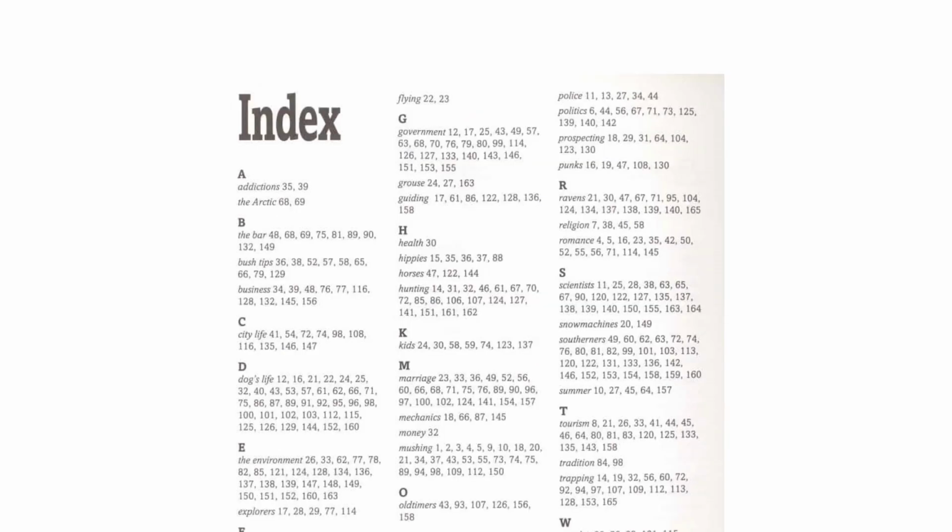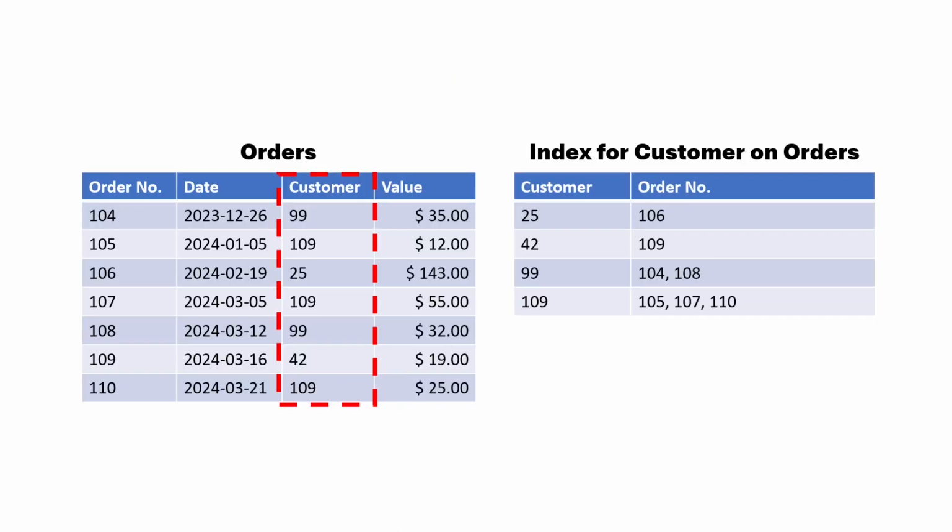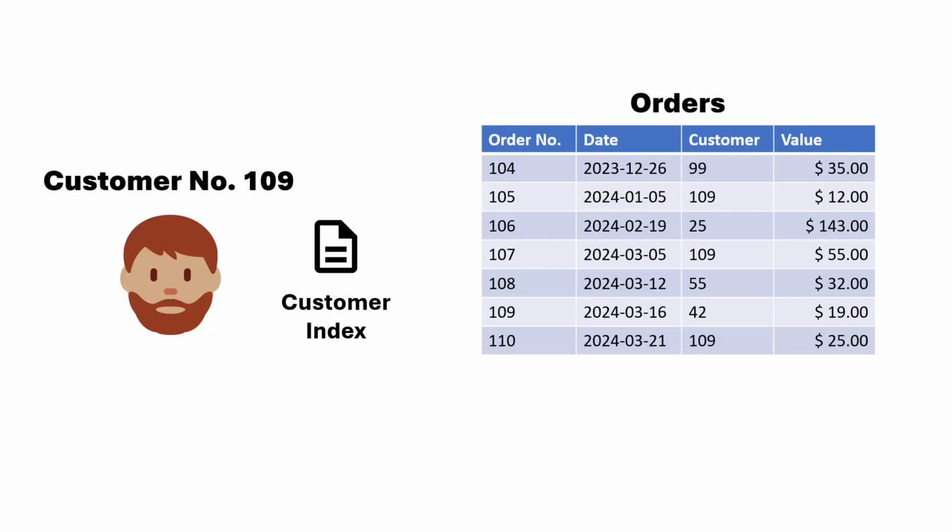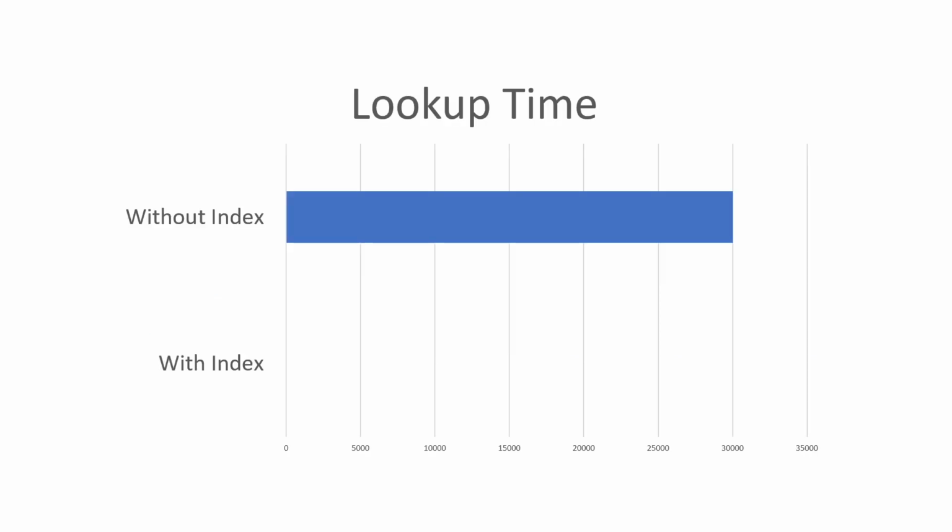Just like the index at the back of a book can tell you all the pages on which a certain word occurs, the index on a table allows you to look up all the records that have a specific value in a column. In our example, the database would keep track of all the order keys for each customer number as the records are updated. Then, when we try and find all the orders for a customer, the database can simply query the index to find all the order records for that customer. This can make querying the table hundreds or even thousands of times faster.